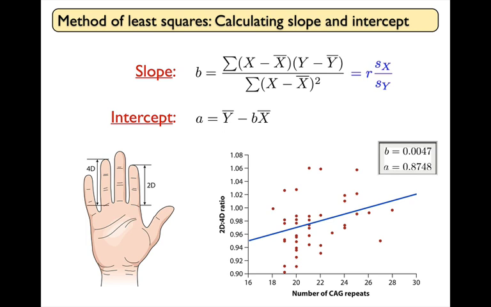All right, there's your line. How big is your slope? Pretty small. So notice that if R is 0, B is 0. If R is not 0, B is not 0.